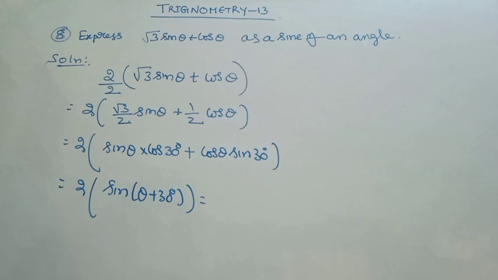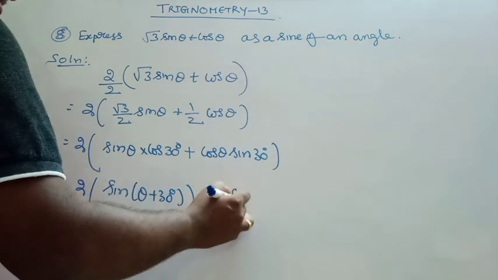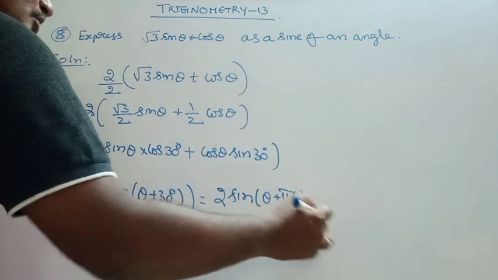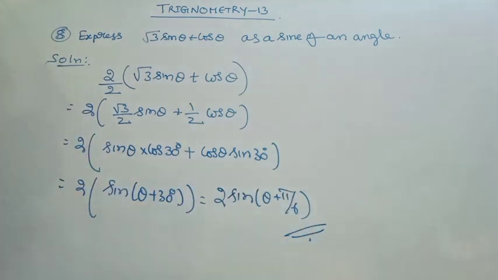Now we have expressed it purely in terms of sine. You can even write this as 2 sin of theta plus pi by 6. In this beautiful way you can write even this particular problem.